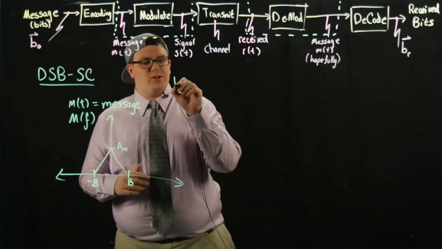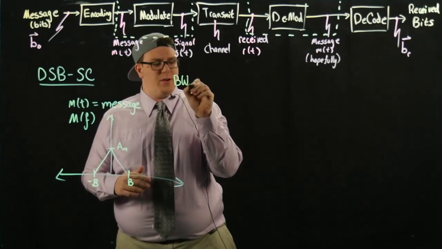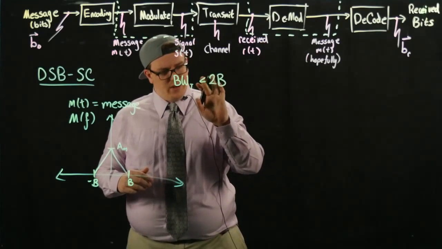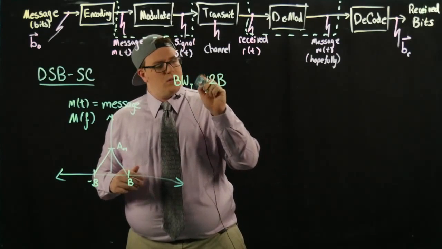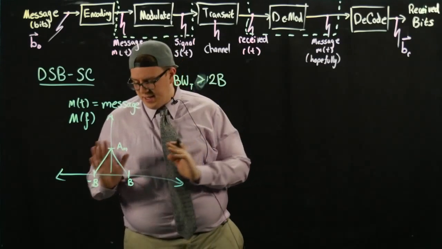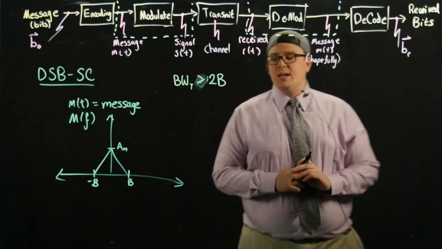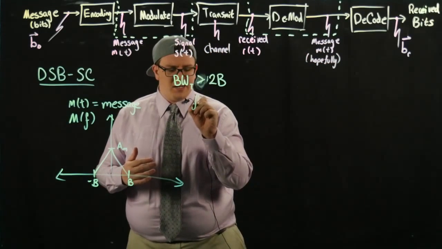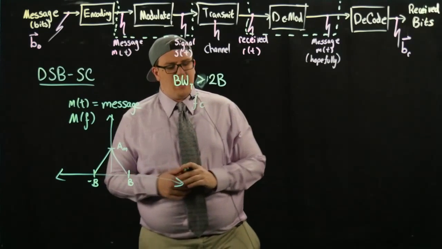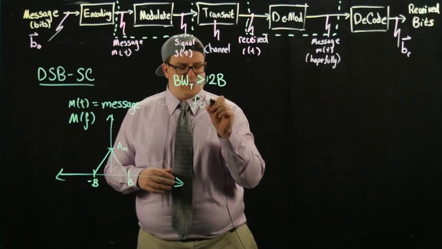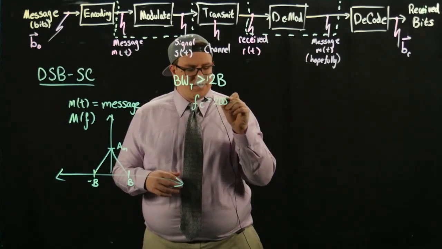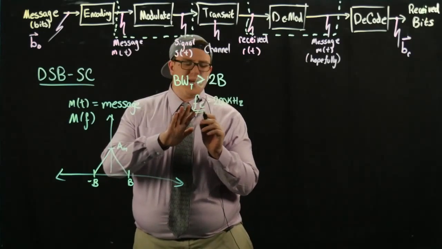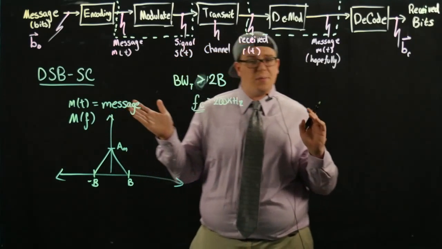So the bandwidth, BW, that we can transmit over is greater than 2B. We want that to be greater than 2B so that we can send our full signal, both sides of it. They also tell us that we need to send at some frequency FC. For instance, FC could be something like 200 kilohertz. We're just going to use FC, but a normal number is something in the kilohertz range.